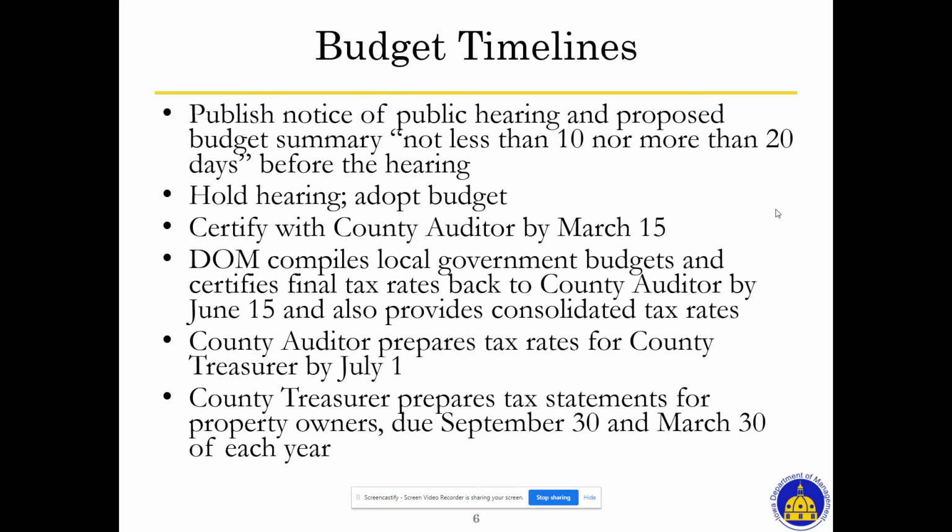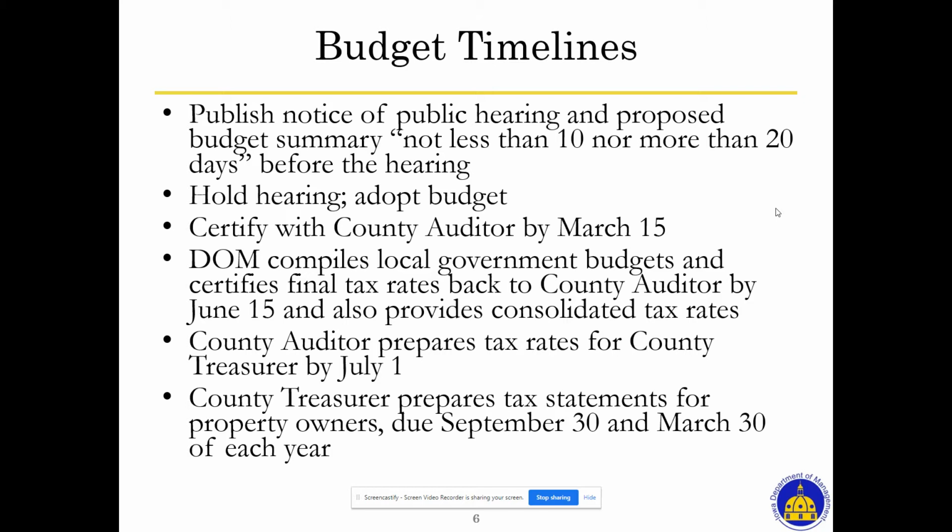To review the budget timelines, you're going to need to publish notice of a public hearing and proposed budget summary not less than 10, no more than 20 days prior to the date of the hearing. You hold your hearing. Your board would then adopt the budget following the public hearing. You need to certify or deliver your budget to the county auditor along with your publication information by March 15th. Department of Management compiles local government budgets and certifies final tax rates back to the county auditor by June 15th and also provides a consolidated tax rate list.